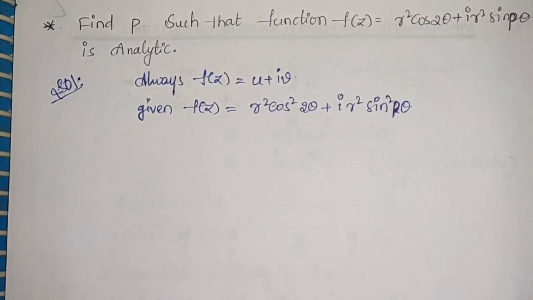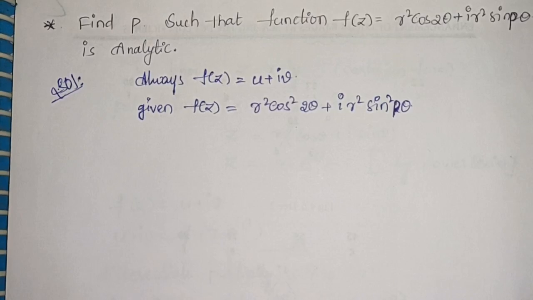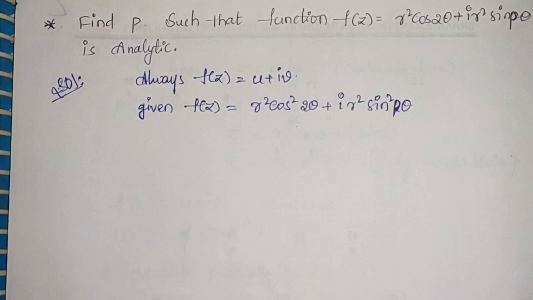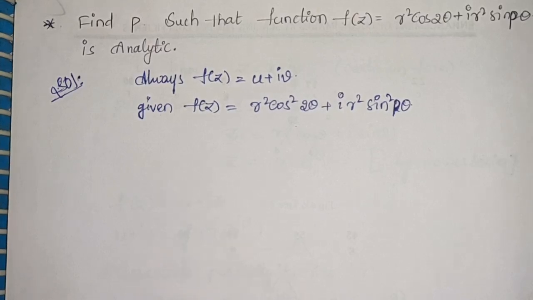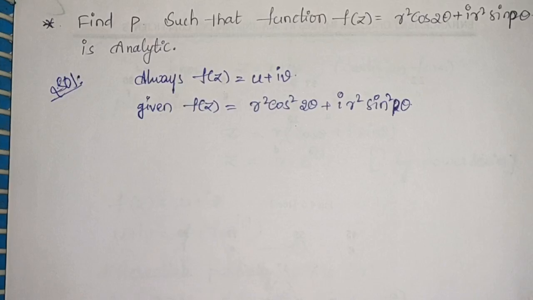Here is a problem: find p such that the function f(z) equals r² cos 2θ plus i r² sin pθ is analytic. The given function is in polar form, because it is in r and θ, and it is analytic, so we need to find the p value. If a function is analytic, then it should satisfy the CR equations. By using the CR equations we need to solve this problem.